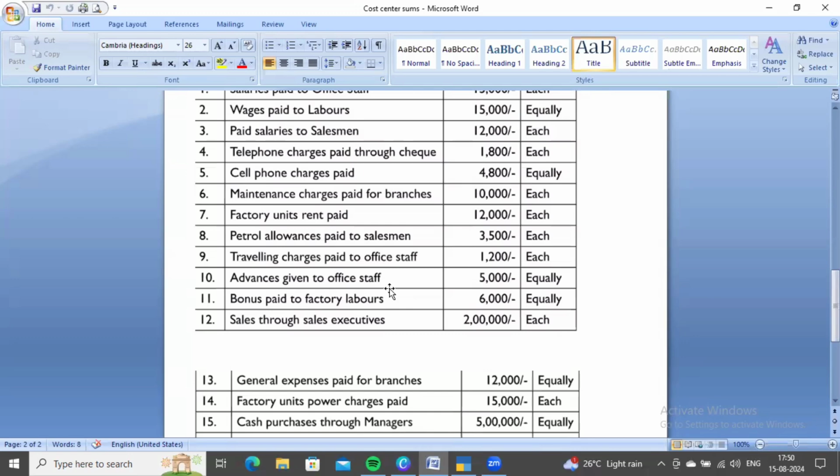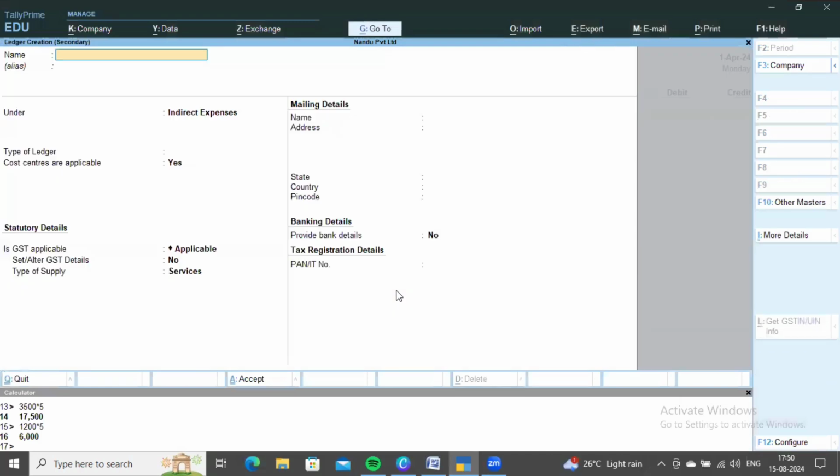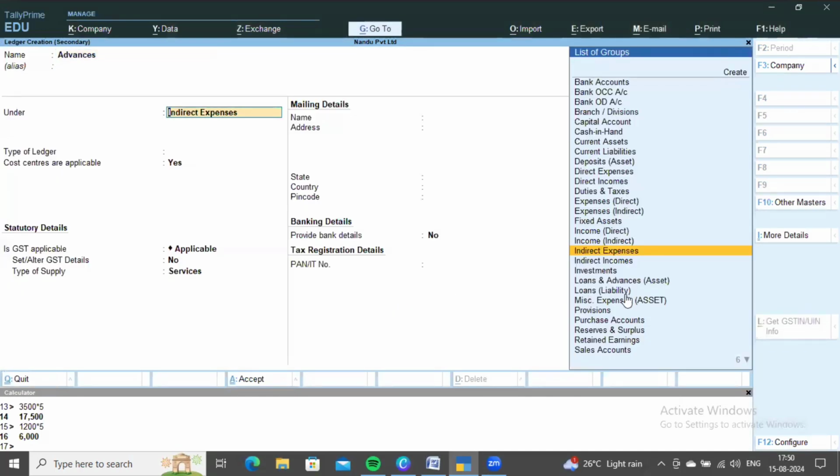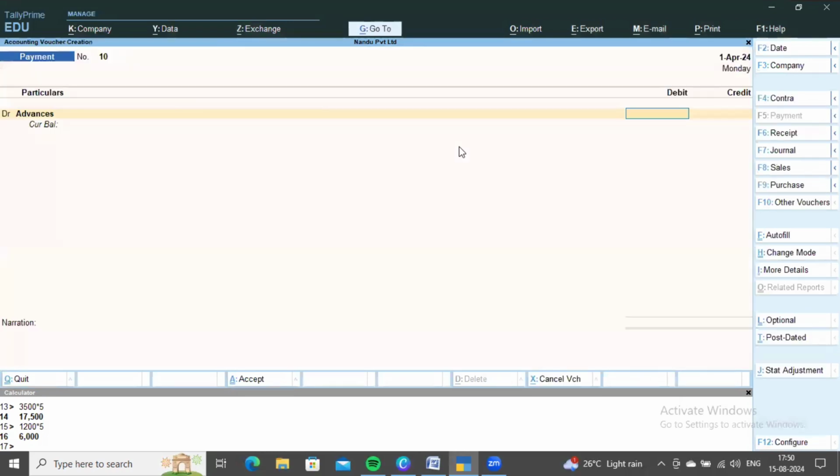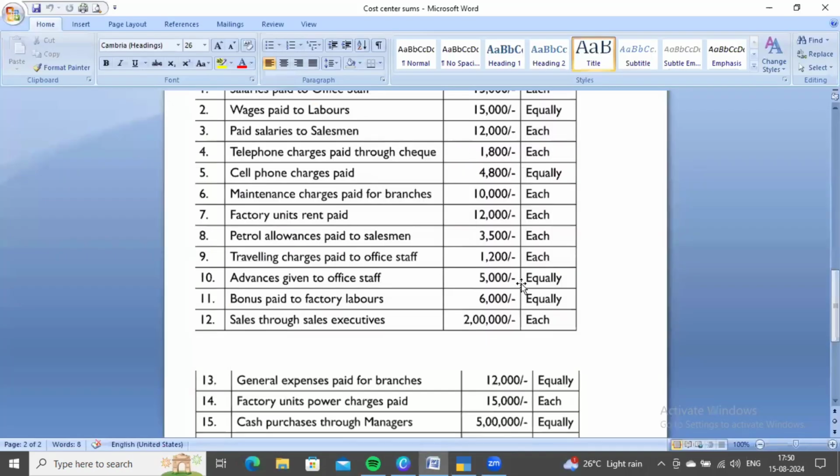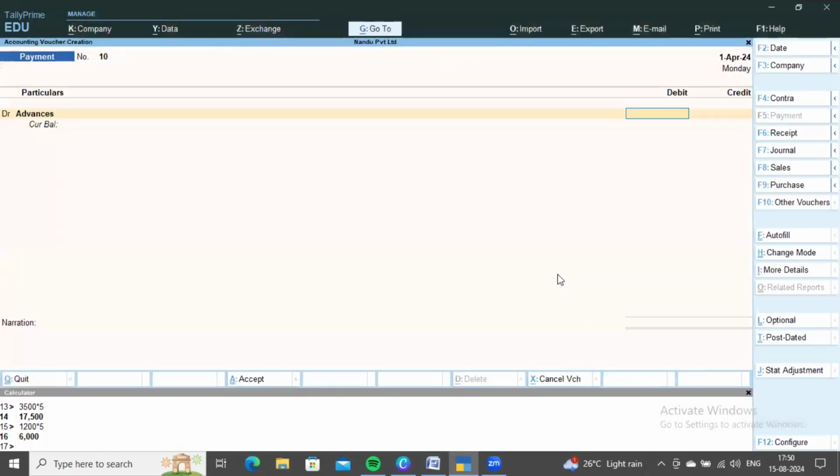Advances given to office staff. Here you are paying advances to office staff category. So you need to create advances account. Yes, advances come under loans and advance asset. But here you are paying advances, right? So take it as indirect expenses. Then press Ctrl A to save it. How much? 5,000 equally. So the total amount is 5,000 because equally, right?